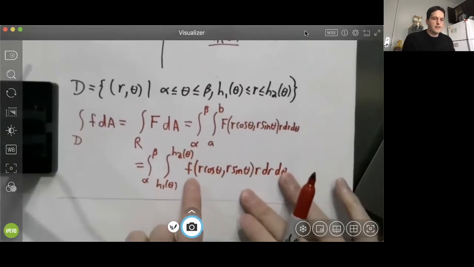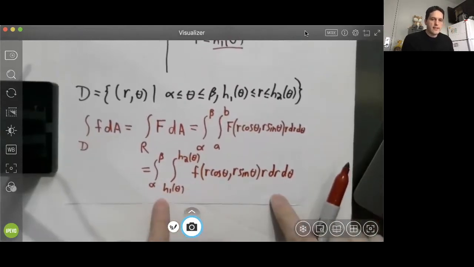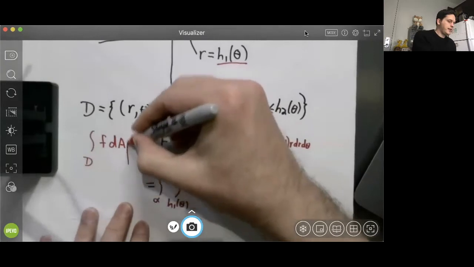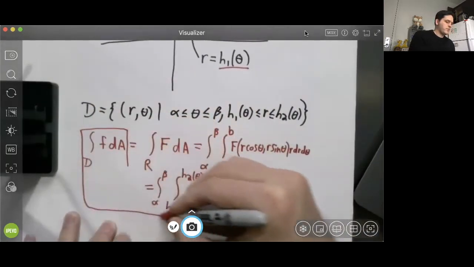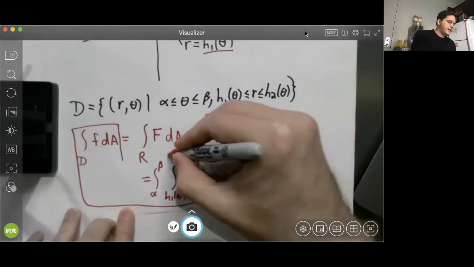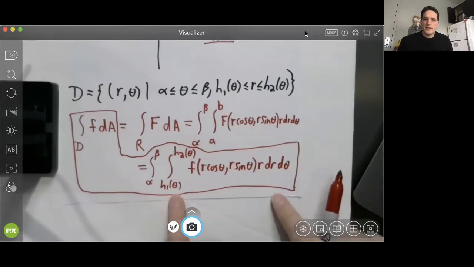That's why I have lowercase f here. And this is our formula that allows us to compute an integral over a polar region. This is the formula that we're going to use to integrate our function f over a polar region.